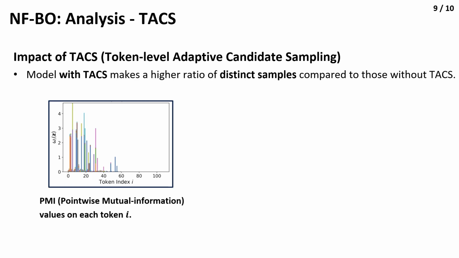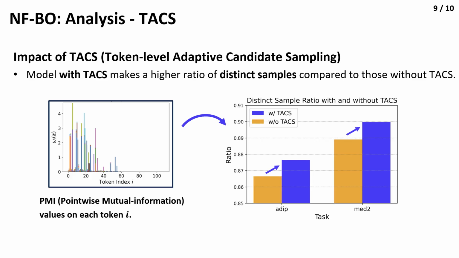This is an analysis of our method. The figure on the left shows the PMI values between each token i and the input sequence. As you can see, some of the tokens have relatively high PMI values, and due to the autoregressive nature, the former tokens tend to have higher PMI values. As shown in the right figure, the model applying TACS generates a higher ratio of distinct candidates, improving diversity in the search process.